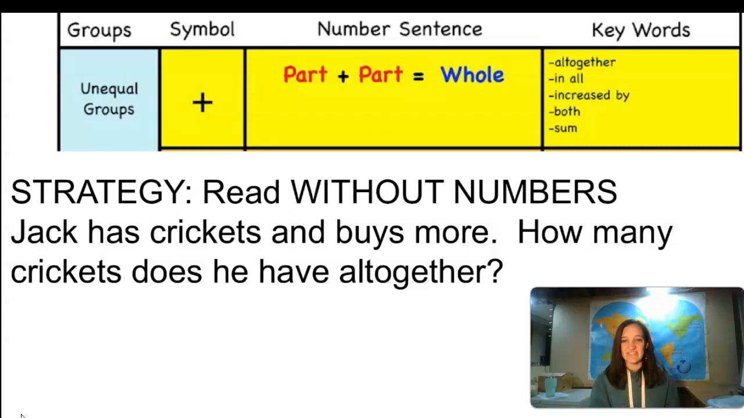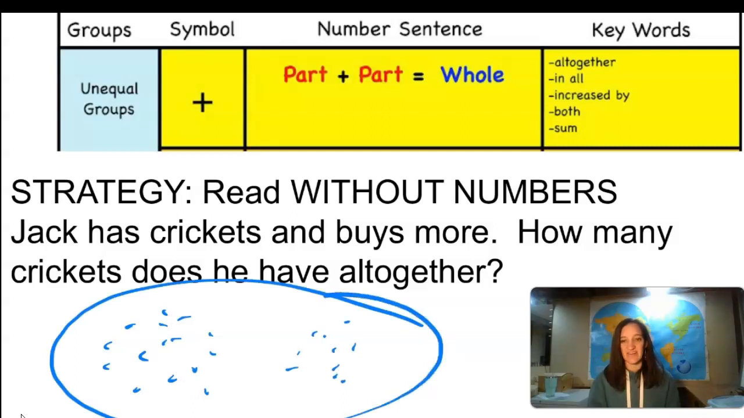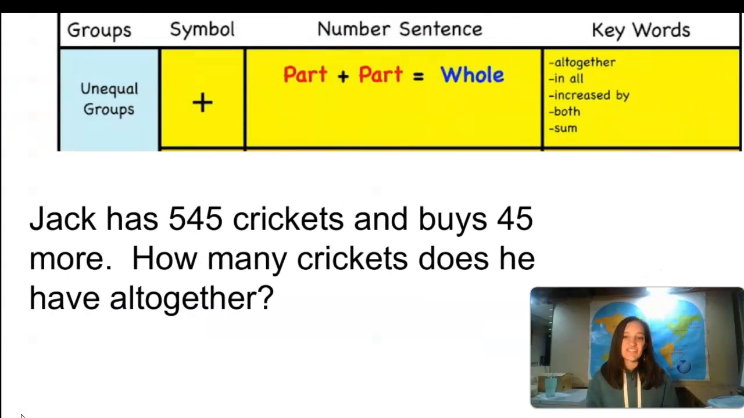So Jack has crickets and buys more. How many crickets does he have altogether? And another strategy is just to kind of draw what's going on in this story. So Jack has crickets, and I'm drawing like this, not super awesome, right? Jack has crickets and buys more. So here's more. How many crickets does he have altogether? Well, altogether we can see that we need to add those two parts together, the part he had before and the part that he bought. So this is definitely an addition question.